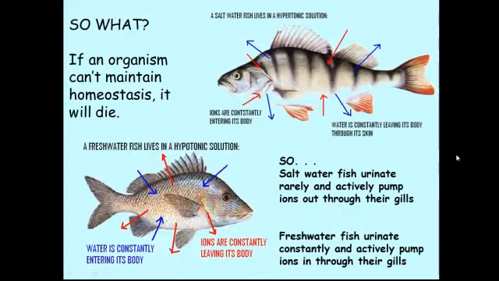Think about a living thing, an organism that spends time in water. A freshwater fish is basically spending its whole life in a hypotonic situation. Ions are constantly leaving their body because you have a greater concentration of ions in the cells compared to the water. And water is constantly entering the fish's body. And if it can't do something to maintain homeostasis, keep the water balance and the ion balance in its body, that fish could die. And so what do freshwater fish do? They urinate, they pee constantly to get rid of that water that's entering, and they actively pump ions in from the water into their body to replace the ones that are lost.